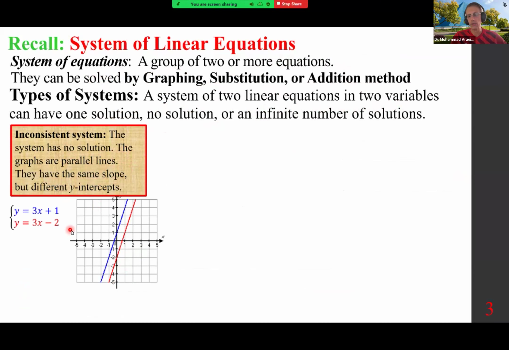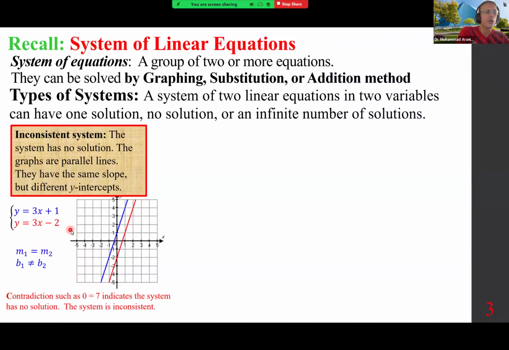They have the same slope, but different y-intercepts, as you can see from the graph here. Here are the equations. If you were to solve them for y, as is the case here, you see they have equal slopes, different y-intercepts. If you were to do it by substitution or elimination, you end up with a contradiction such as 0 equals 7. Indicates the system has no solution. The system is inconsistent.